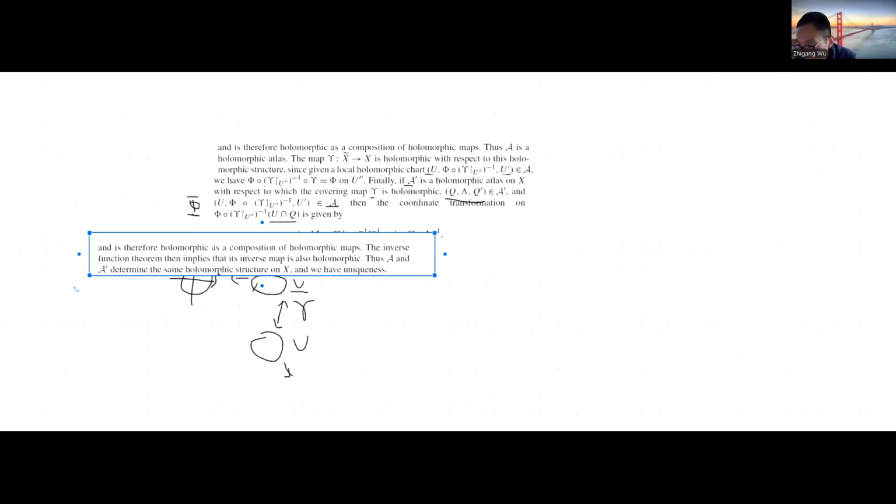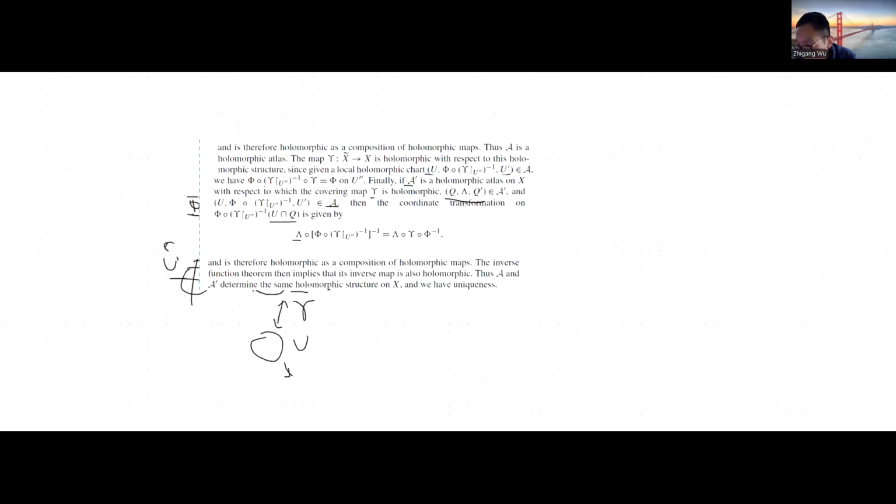Okay, I think this sentence is not finished yet. Yeah, so let me paste it. And is therefore holomorphic as a composition of holomorphic maps.